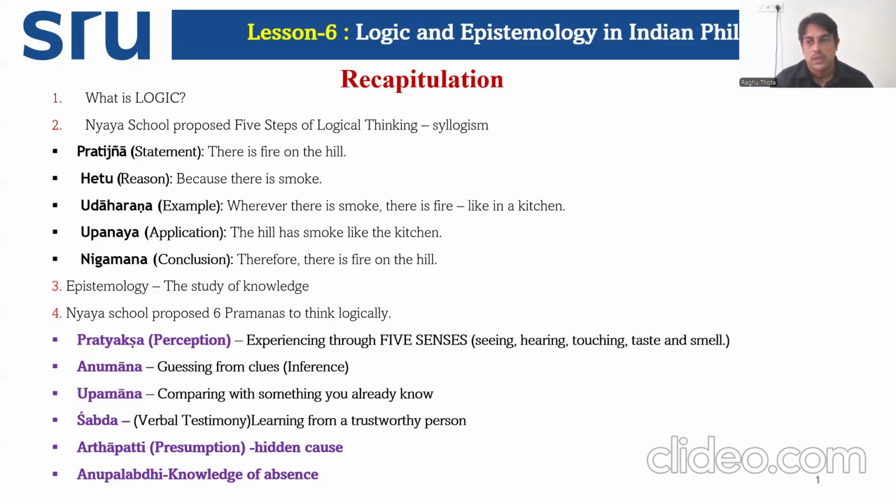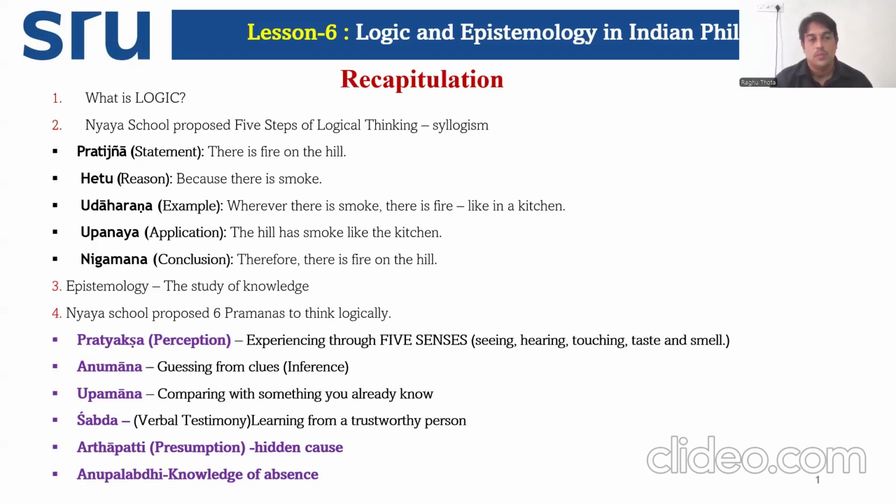What is logic? The ability to think carefully to come to the right conclusion is called logical thinking. According to ancient philosophy, one has to develop logical thinking to come to the right conclusions or to find the right truth behind it. And the Nyaya school has proposed 5 steps of logical thinking, addressed as syllogism: pratigna, hetu, udaharana, upanaya, and nigamana. I have already given a detailed explanation in the previous lecture. You can have a glance at it.